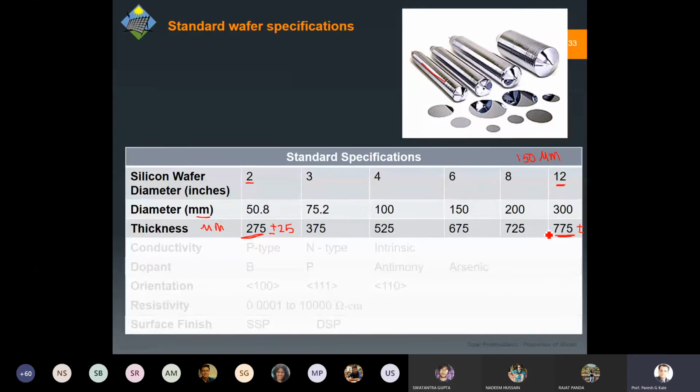So that is one major challenge: we want bigger modules. For bigger modules, we definitely require larger diameter wafers. But at the same time, the problem is with the thickness. So this is the engineering or production challenge the wafer industry is facing.